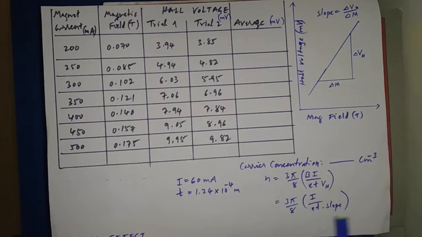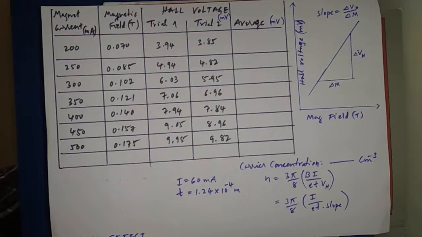While making the calculation, we substitute the value of the current I equal to 60 milliamps. The thickness of the given germanium semiconductor is 1.24 times 10 to the power minus 4 meter. Using this formula, we find the carrier concentration in terms of per centimeter cube, centimeter minus 3. It is typically of the order of 10 to the power 22 per centimeter cube. That is the kind of carrier concentration in the semiconductor.